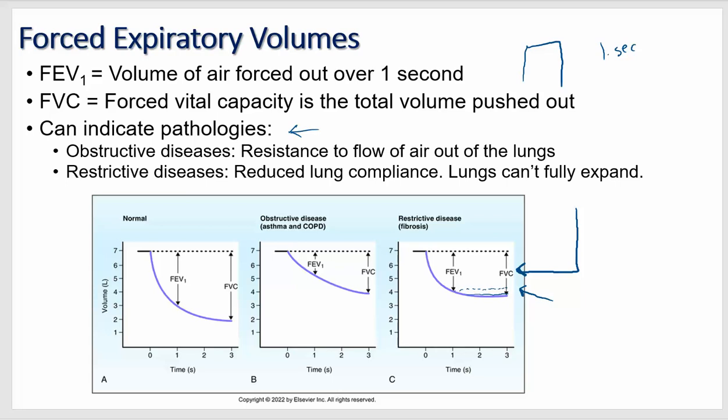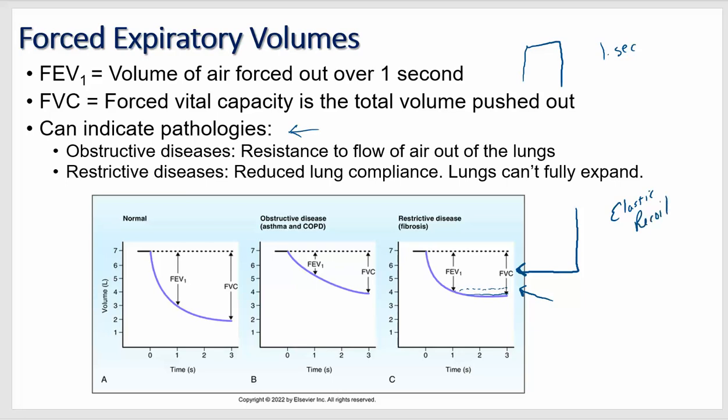Meanwhile, here you can see an obstructive disease, so this is somebody with COPD. COPD is really a combination of bronchitis and emphysema. Bronchitis causes some obstruction of the airways, and emphysema can cause a lack of elasticity, but both of those things combined prevent you from being able to push air out. So in that first 1 second, you're trying to force air out, but remember, when you exhale, that's mostly elastic recoil. Okay?